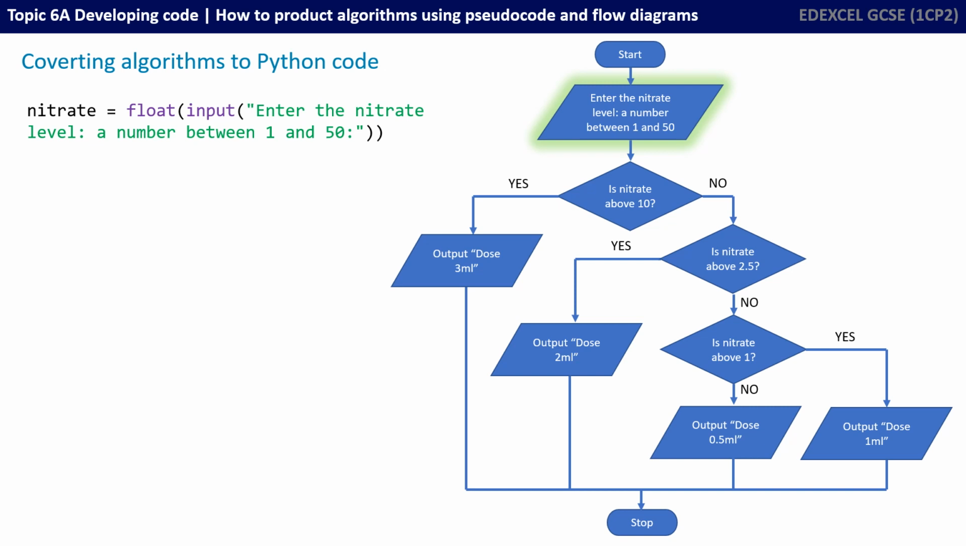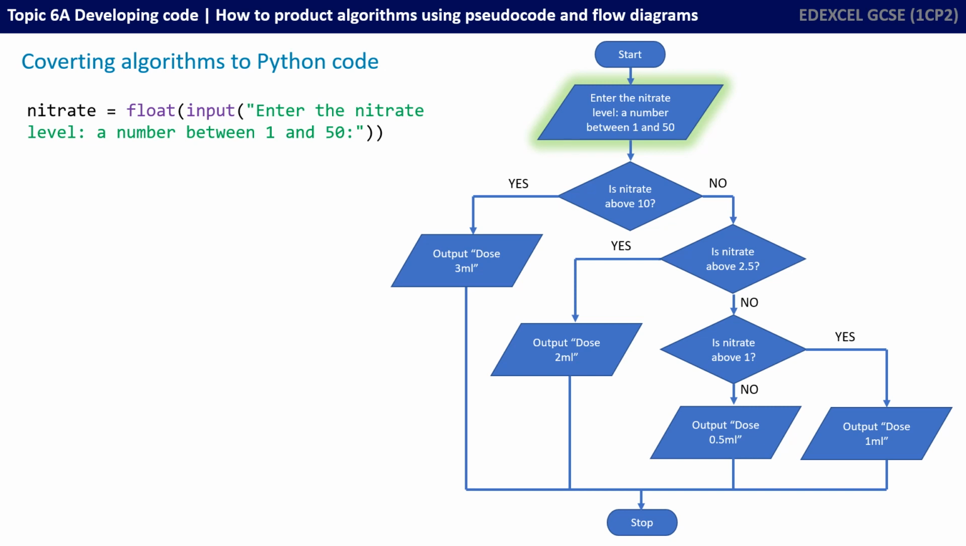So the first thing is they need to enter a number between 1 and 50, and we want them to be able to enter a number with a decimal point. So I've got a variable called nitrate, and that's going to equal, and I'm going to cast whatever they input into a float. So that's a data type that can hold a decimal point.